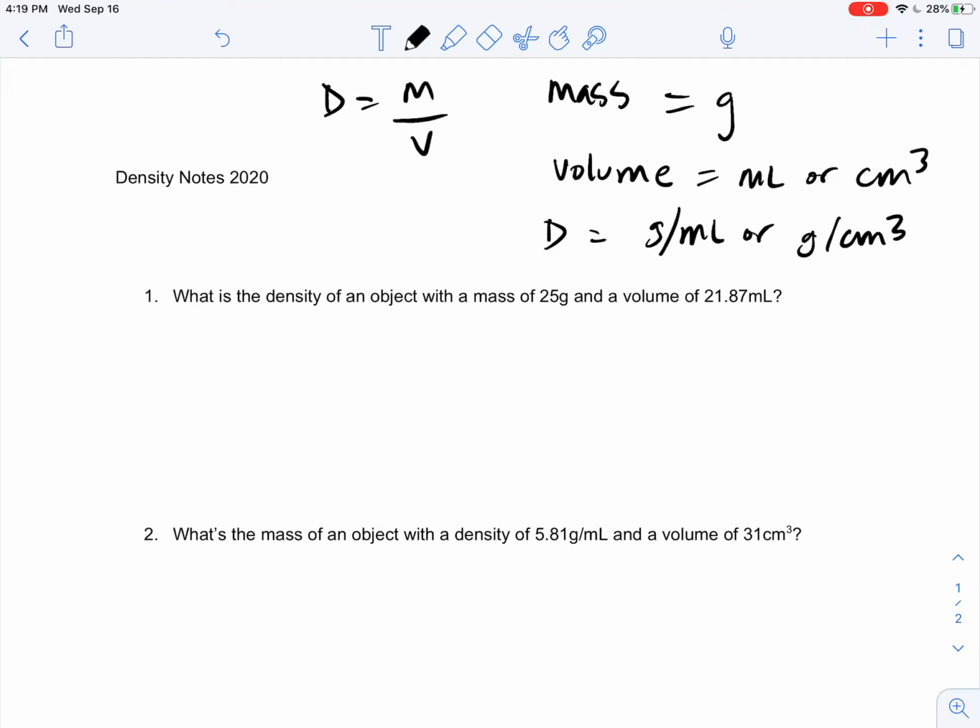Okay, so we're going to do a couple practice problems. I think you've seen density before. My daughter knows what density is, and she's in 7th grade, but she learned it when she was in 5th grade. So, I mean, you've been doing this for a few years.